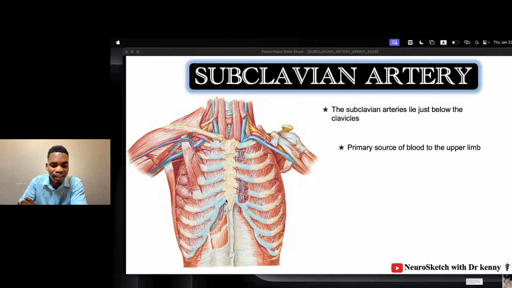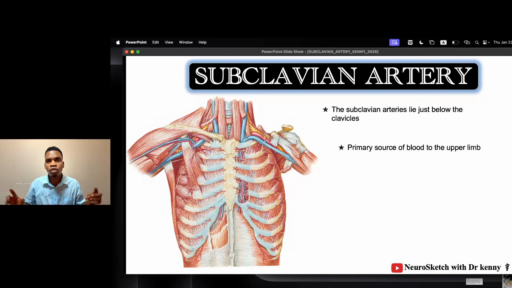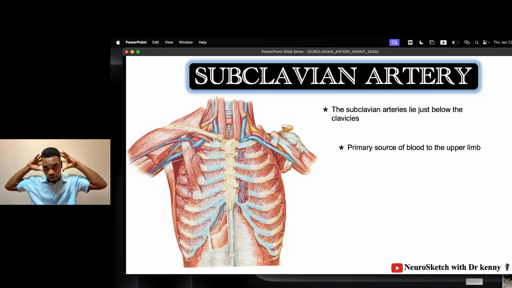Okay, so subclavian artery is the primary source of blood to the upper limbs. If at all the blood is going to the upper limb, it is by way of the subclavian artery. But we'll see it is not limited to upper limbs. It also gives some branches that are going to supply the structures within the neck and also the brain. The posterior part of the brain receives some branches that are coming directly from the subclavian artery.